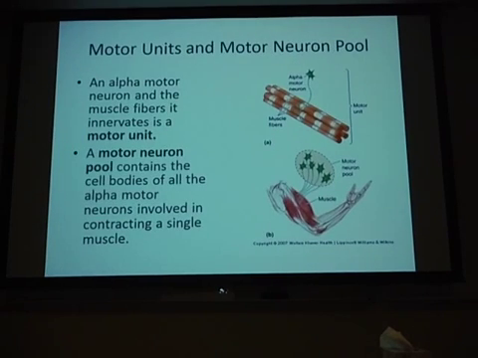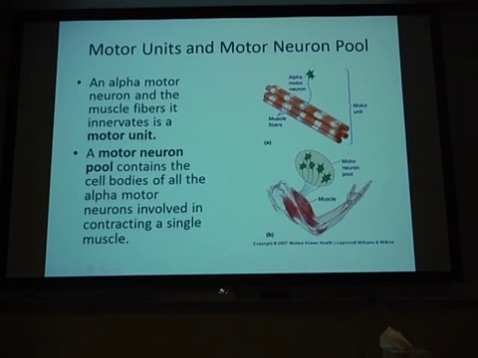Two other vocabulary terms that you need to be aware of. One is a motor unit. So a motor unit consists of the one alpha motor neuron and all of the muscle fibers that it synapses on. That is one motor unit. And again, you have 3 to 1,000 different synapses.